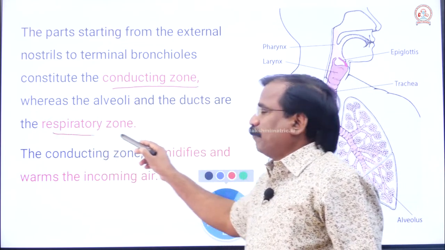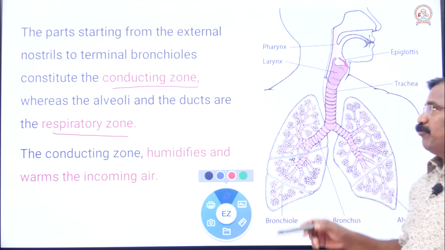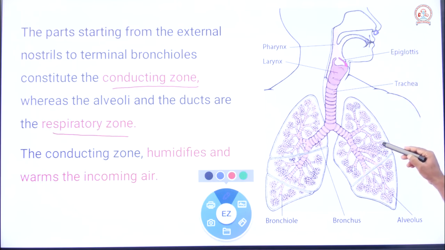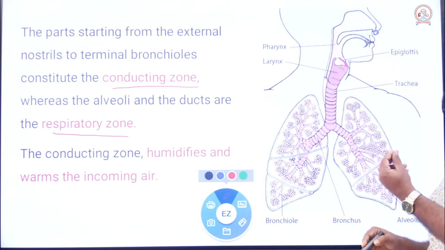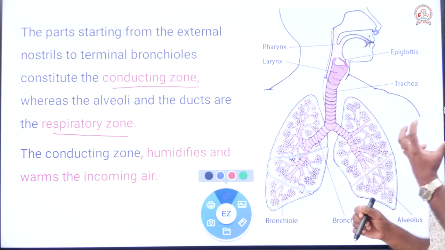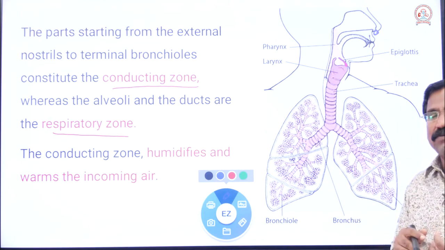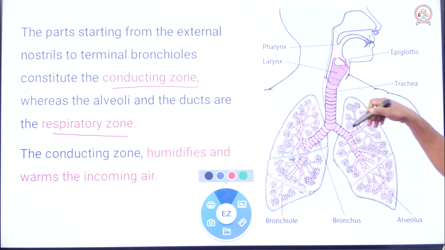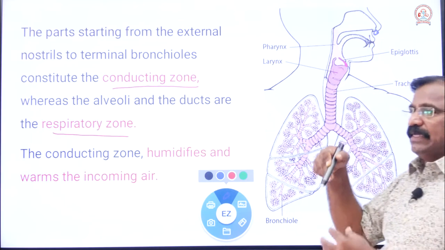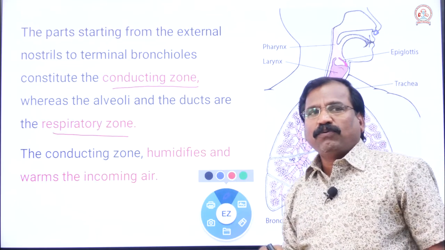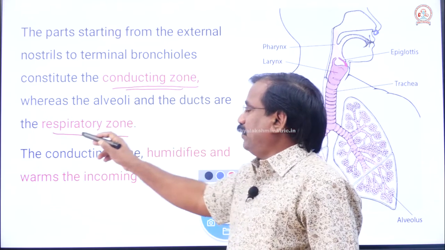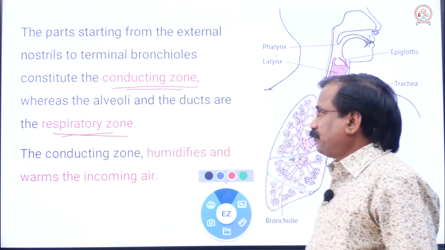This is very important. The respiratory system starts at the external nostrils and ends in the alveoli, these grape-like bunches of air sacs. So the region from the nostrils to the alveoli is divided into two zones, the conducting zone and the respiratory zone.